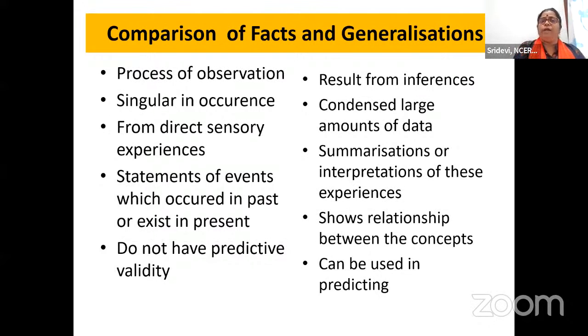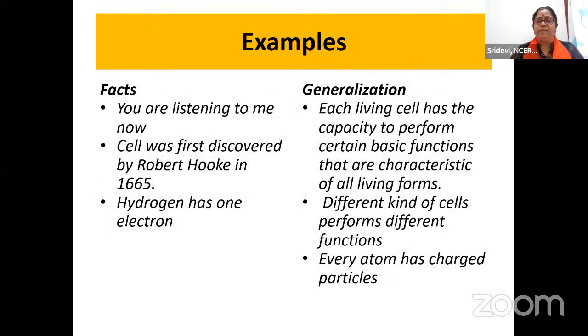Facts are generally from direct sensory experiences, whereas generalizations are summarizations or interpretations of those sensory experiences. And facts are statements of events which occurred in past or present. And generalizations, of course, they show relationship between the concepts. Facts do not have predictive validity, but generalizations can be used in predicting. These are some of the pointers which are very essential for any teacher when they are designing the lessons. Some examples I tried to give.